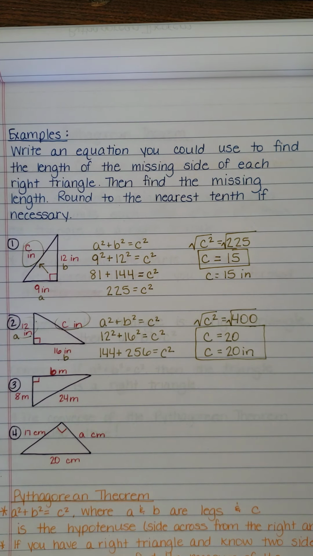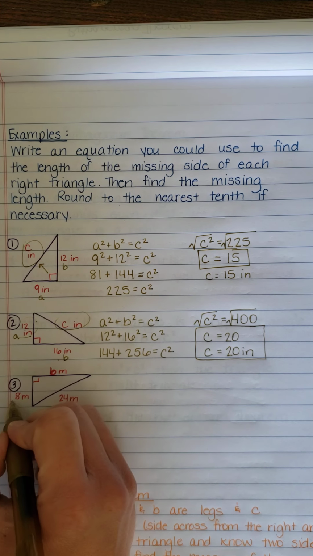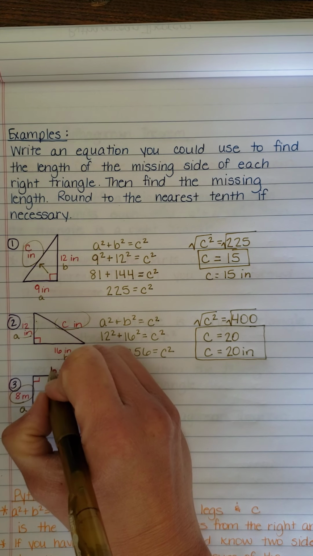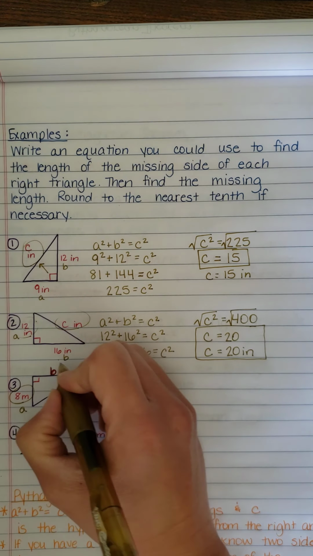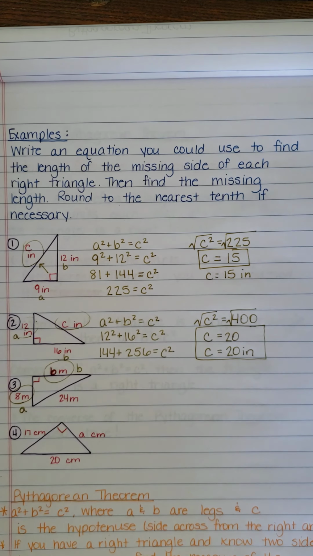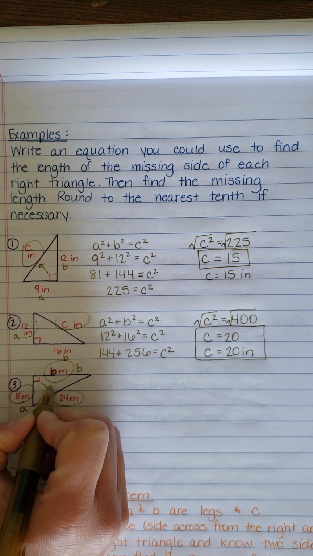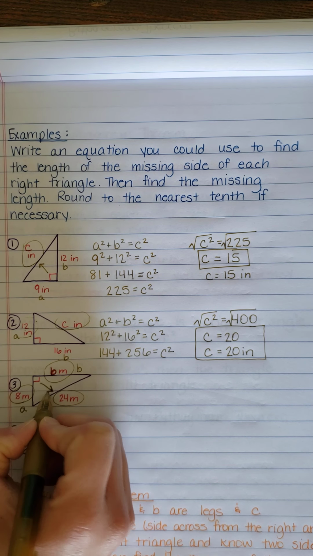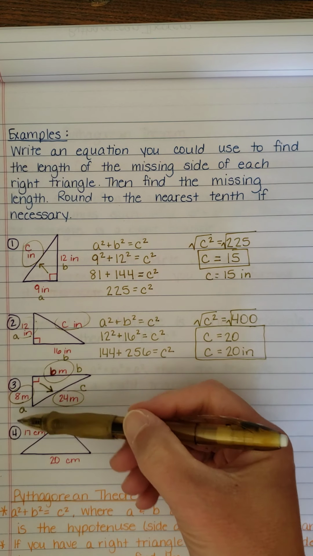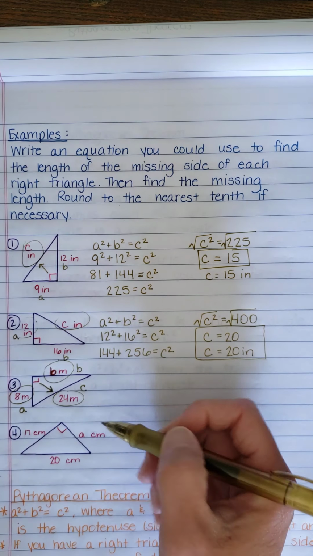All right, let's look at number 3. So in number 3, I have A here, so we'll call this A. This is labeled B already, so this is what I'm trying to find. This is B. And then I have 24 meters, which is my hypotenuse because it's across from the right angle. So that means this is going to be side C. So A is 8. I don't know what B is, and C is 24.